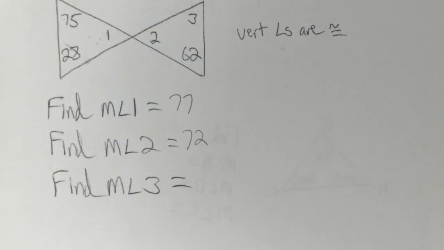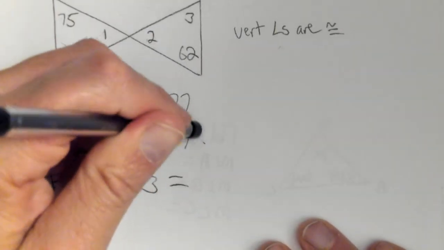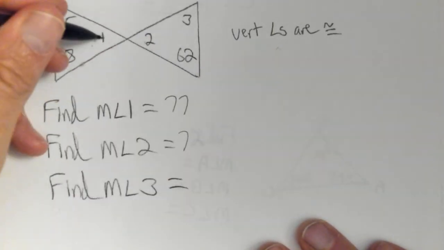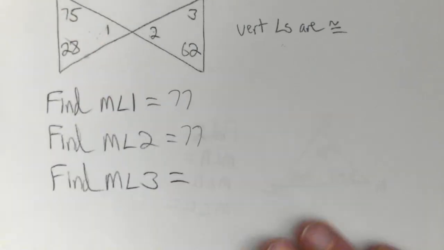Alright? Or did I say that wrong? Yeah, I said it right, but I wrote it wrong. So if angle 1 is 77, then angle 2 also has to be 77.